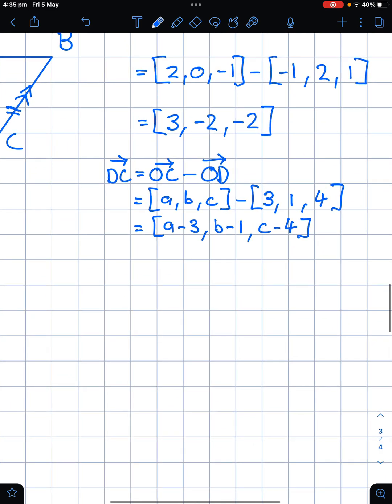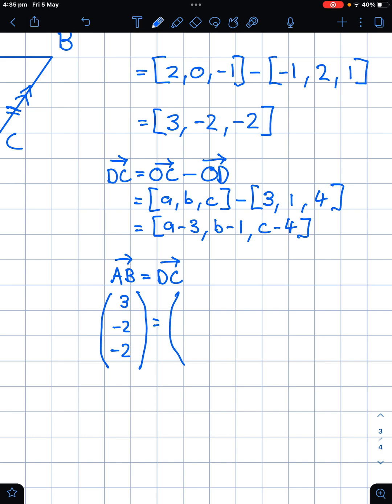So we've got these 2 vectors here. This is where I prefer the other notation, because we can look at them right next to each other. We've already said that AB is equal to DC, which means, using this notation, I've got (3, -2, -2) is equal to (A minus 3, B minus 1, C minus 4).